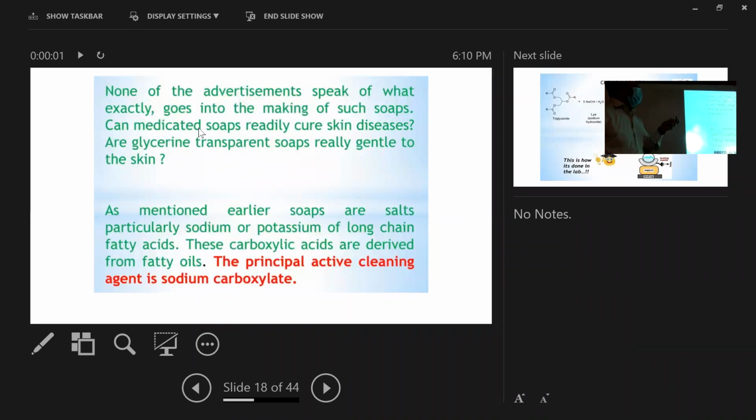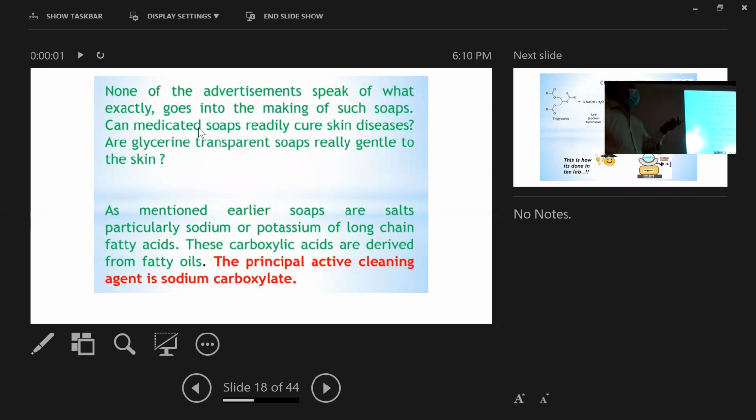What is this? None of the advertisements speak of what exactly goes into the making of such soaps. Can medicated soaps readily cure skin disease? So what is the purpose of the soap? Just to clean your body, is it?